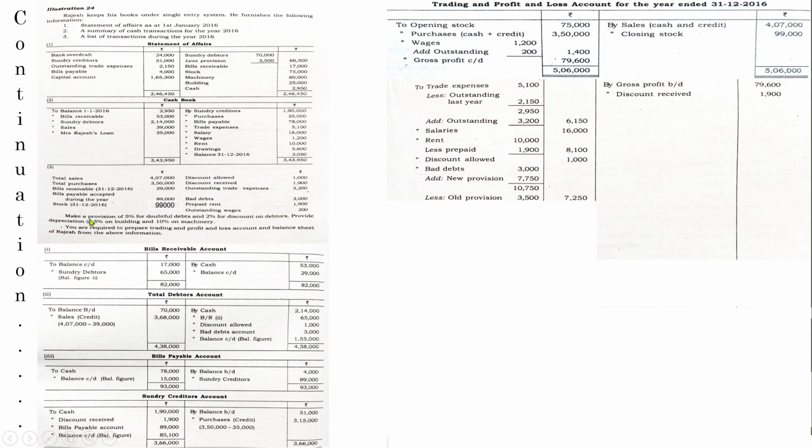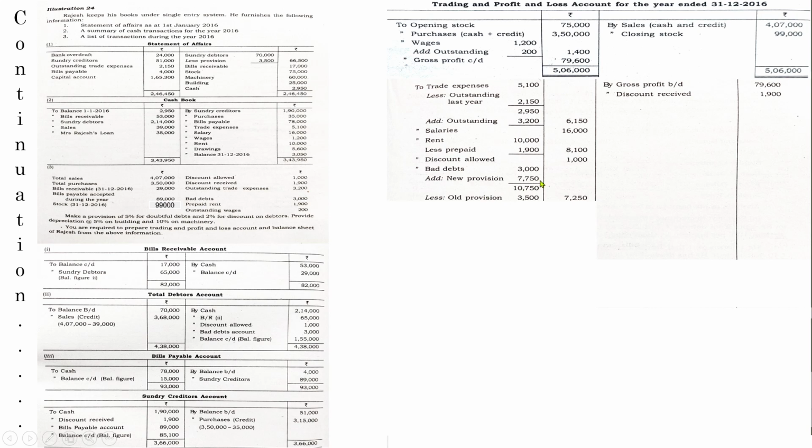Next one, that is important one, provision of 5% of doubtful debts. Make a provision. Make a provision means you need to create a provision. Create a provision means there is a new provision has to be created. So new provision has to be added. That is the rule. Whenever there is a new provision, you need to add. And whenever there is an old provision, you need to deduct. So new provision is 7,750.